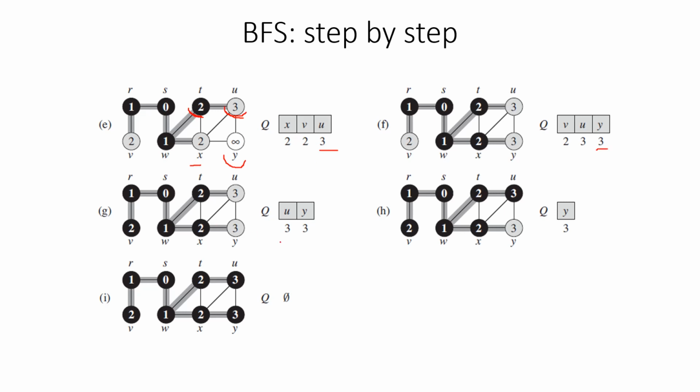Then on the next step, we have only 2 elements that we are discovering. So we take out U, but U doesn't have any undiscovered adjacent elements. So we just take out U, then we have Y. Y has the same condition as U, so we take out Y from our data structure, and in the end we don't have any element in our queue, so our queue is empty.